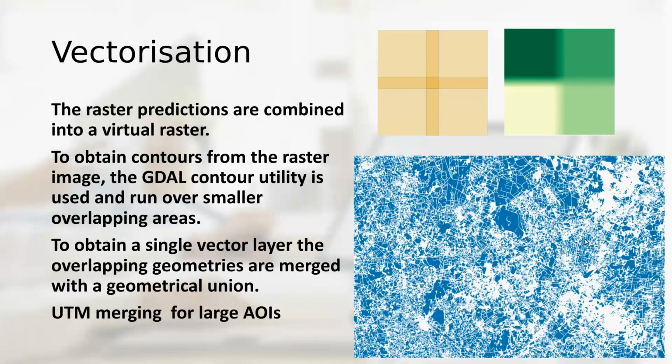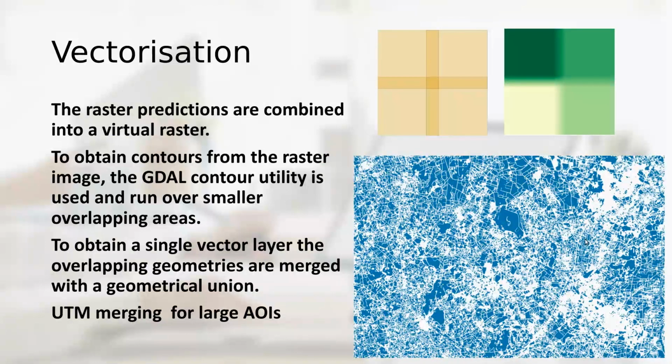And after we have this, all of this is done across a UTM zone. And if you have a very large area of interest, it can happen that it spans multiple UTM zones. And so there's a last step of the process, which is maybe needed, maybe not, depending on your AOI. And this is the UTM merging.